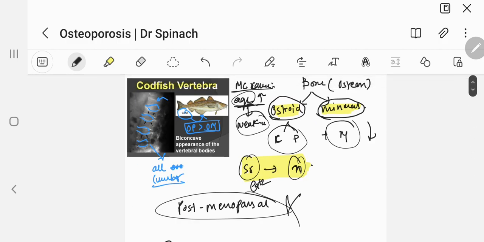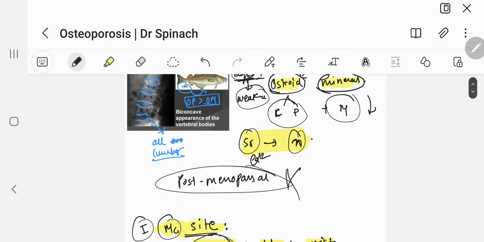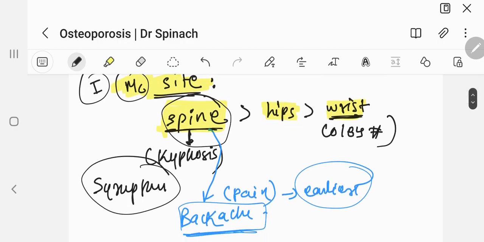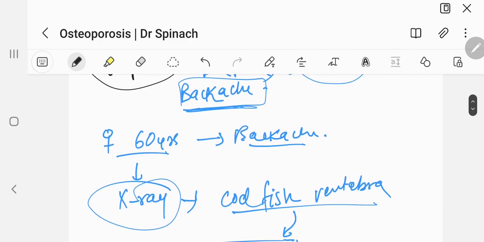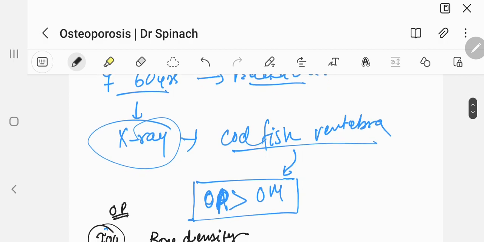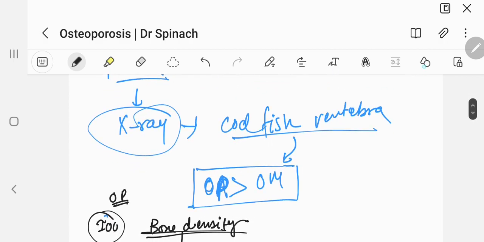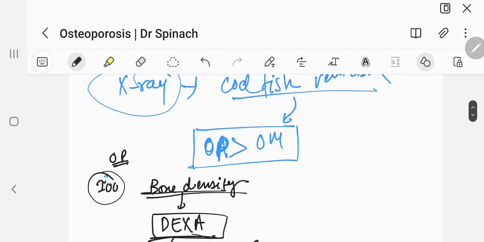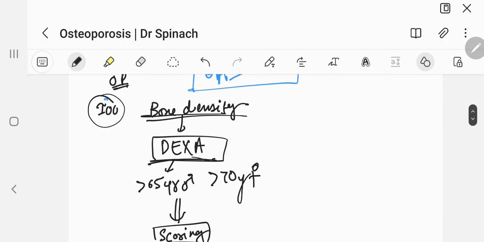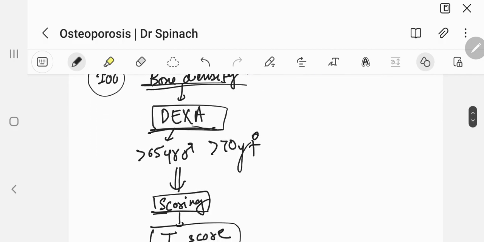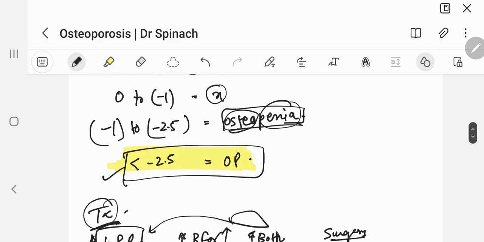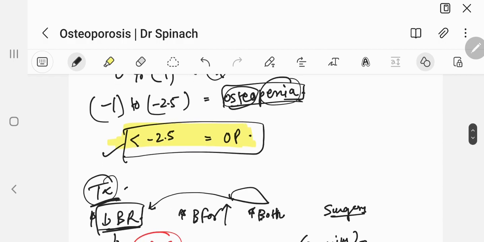I'm just going to brief it all down. So we discussed osteoporosis, what actually happens, and that serum calcium levels are normal. Who are the most common people who are predisposed to osteoporosis? We saw the most common site is the spine, and that is why the earliest symptom that the patient presents with is backache. So the first thing that you're going to do in these patients is an X-ray, and in the X-ray we see codfish vertebra. We can also see impaction or compression of the vertebra. The investigation of choice is the DEXA scan, in which we do the T-scoring, and if the T-score is less than minus 2.5, then we call it osteoporosis.